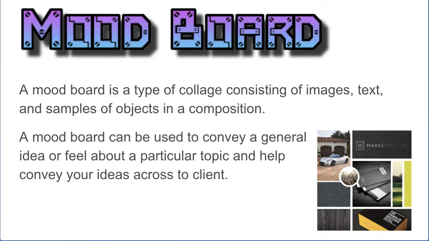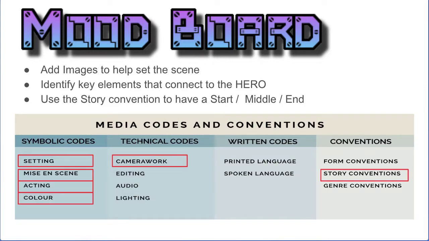So how do you create a mood board? Well, one of the first things you should do is start by adding images to help set the scene. It helps connect your pitch to the hero. It identifies the key elements that draw the intended audience to connect to the hero. The storyboard also allows you to use the story convention to have a start, middle, and end to help your pitch flow to the client.